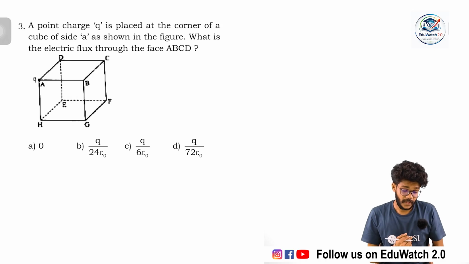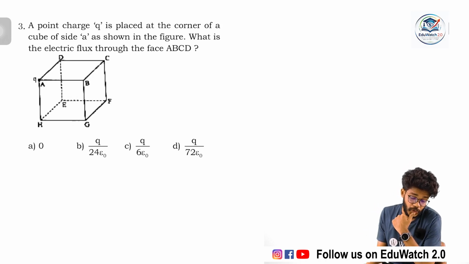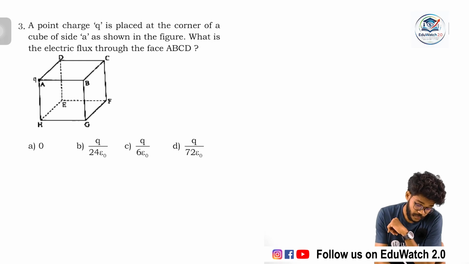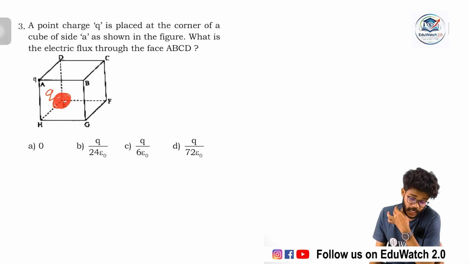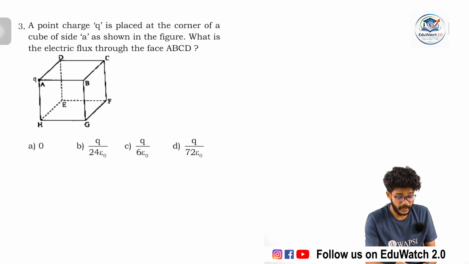The third question. A point charge Q is placed at the corner of a cube of side A. So where is the charge? We can place the charge at this corner of magnitude Q. Okay, as shown in the figure. Okay, so sorry, the Q is already placed at A, as shown in the figure. What is the electric flux through the face ABCD?